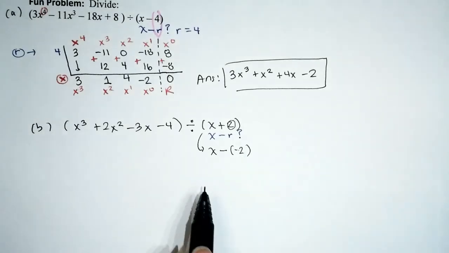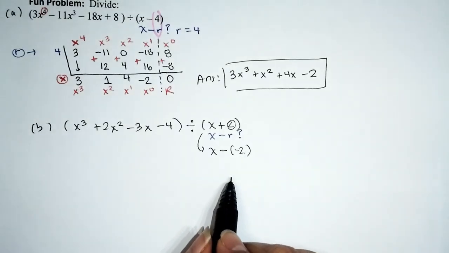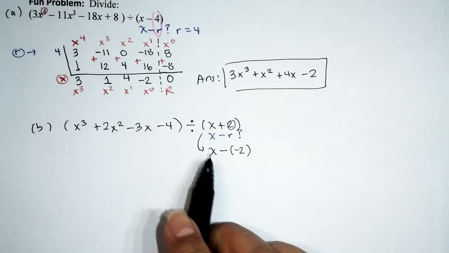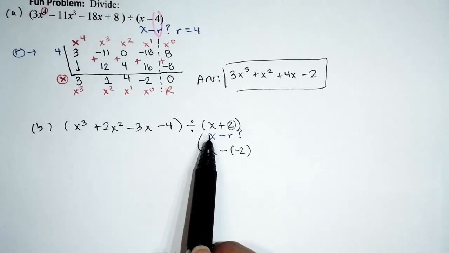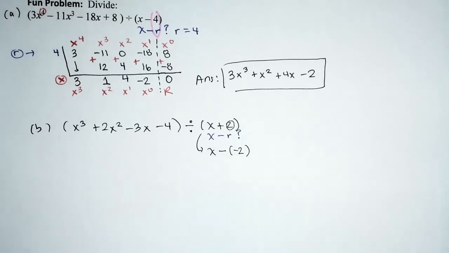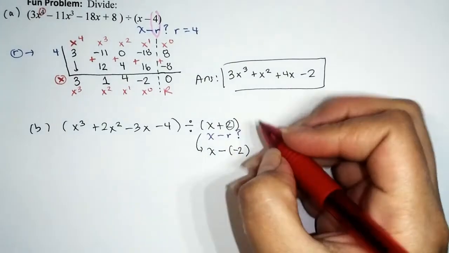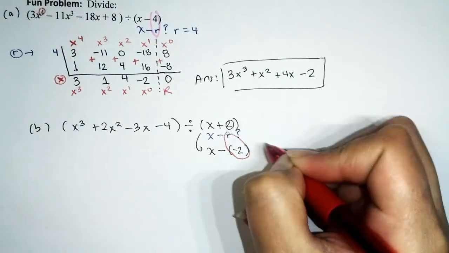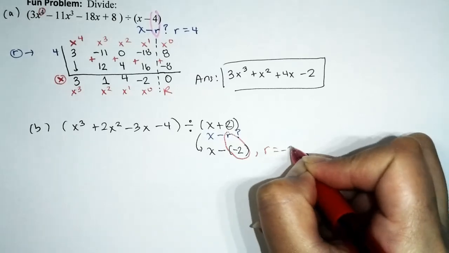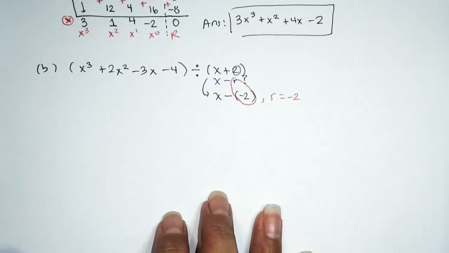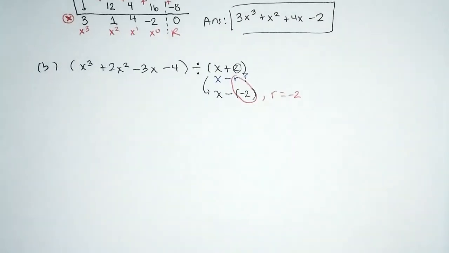Okay, you can always rewrite as long as you don't change the meaning. Subtracting -2 is the same as adding 2. So now, are we subtracting by a binomial of the form x minus a number? And the answer is now yes. In this case, the number that follows the subtraction sign is -2, so the value of r is -2. Let's go ahead and prep this up for synthetic division.